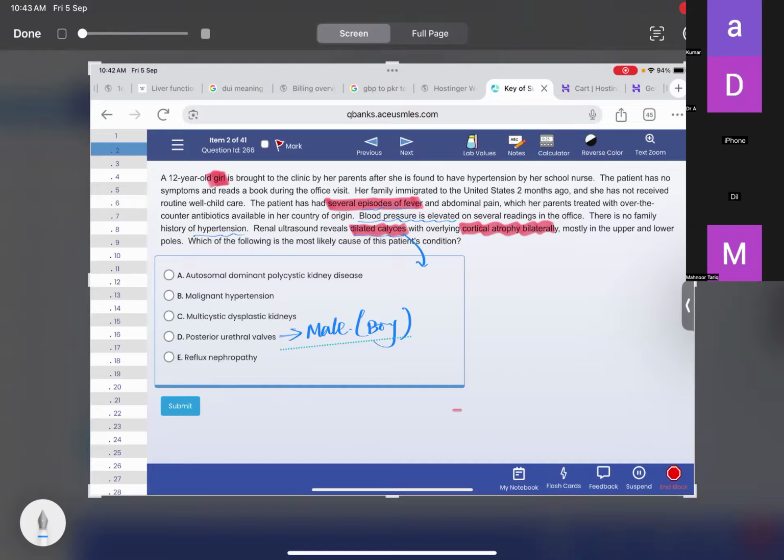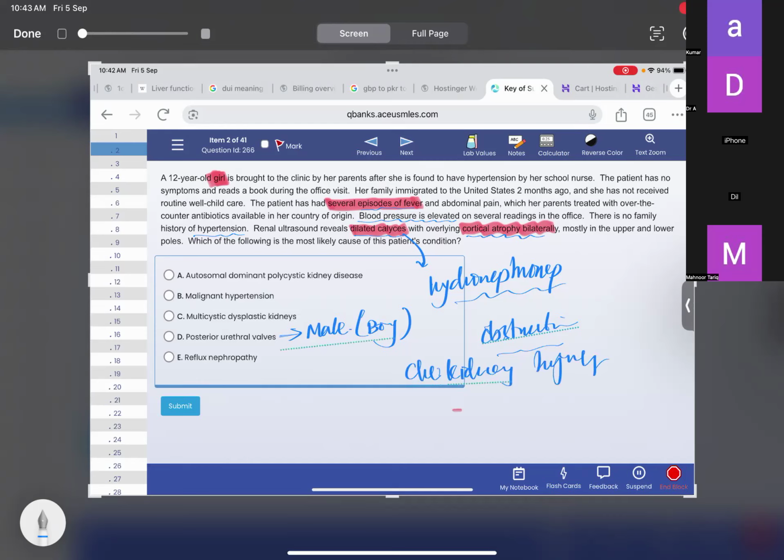What is this? Hydronephrosis. We have discussed bilateral and unilateral hydronephrosis, and hydronephrosis is because of something that is obstructing the urine flow, right? And we have cortical atrophy. So we have something like chronic kidney failure, chronic kidney injury.